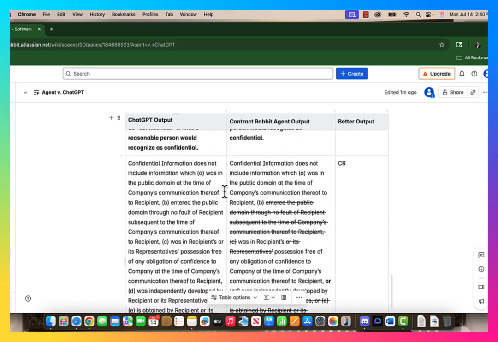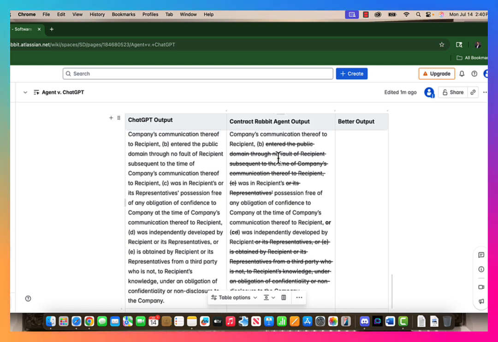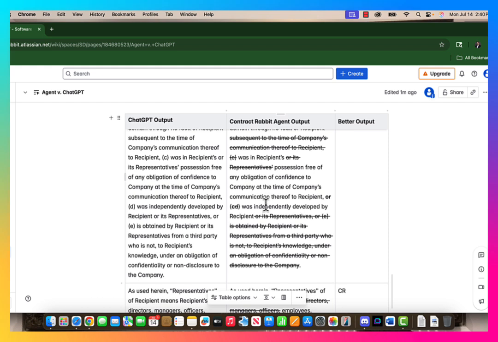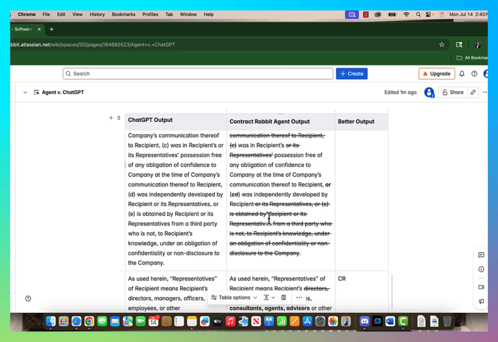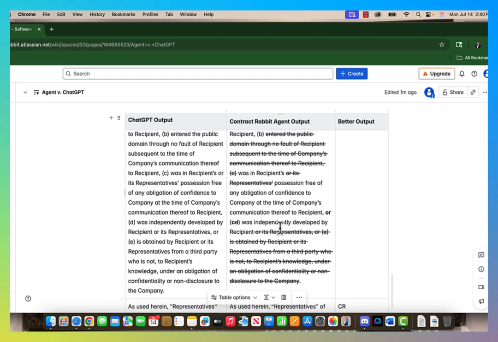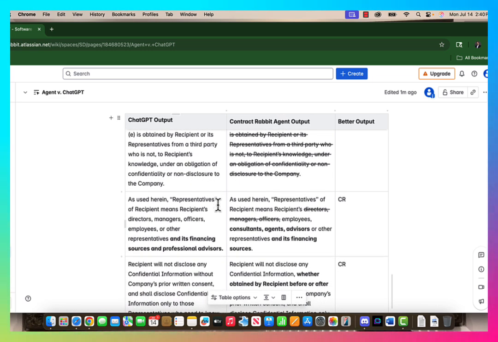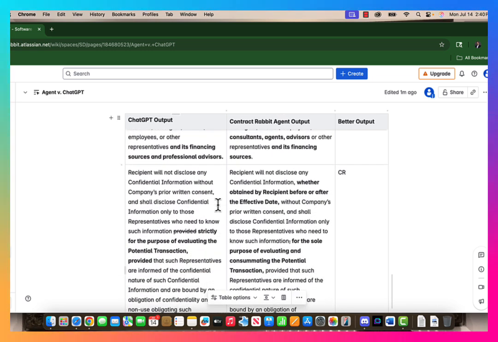Let's take a look at the carve-out from the definition of confidential information. Now, you'll see that ChatGPT didn't make any changes to this sentence, and ours deleted a bunch of language. And the reason it did that is because none of this language actually exists in any of the precedent documents. So if it's not there, our model will recognize that and delete it. Another good example would be, let's see.